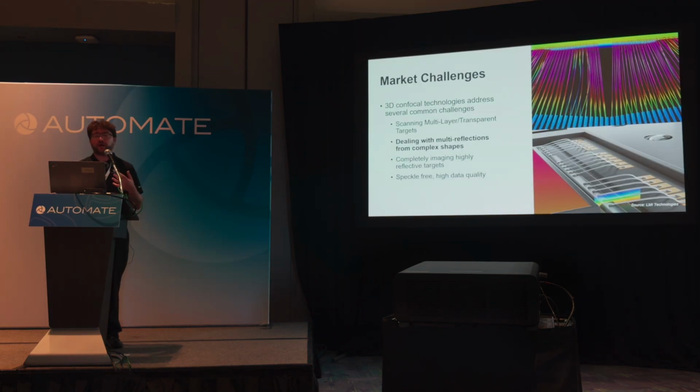Because of the high rejection of unwanted signal, you can also handle complex shapes and geometries where you might otherwise get stray reflections that you have a hard time discerning. Is this the object I'm actually interested in, or is this just my laser beam bouncing off of an object and bouncing off of an object again?